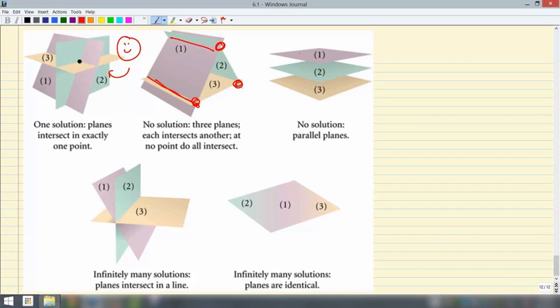1, 2, and 3, they're all parallel. They're all parallel sheets. They don't intersect. Here's one with infinitely many solutions. In this case, planes 1, 2, and 3 all intersect on a single line. Planes 1, 2, and 3 are all on top of each other.